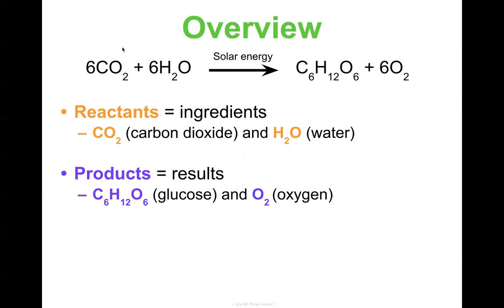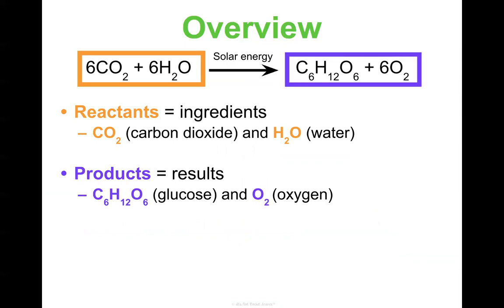So here we have again 6 carbon dioxide plus 6 water equals glucose plus 6 oxygen. The reactants, the ingredients in this chemical equation, are carbon dioxide and water. The products, or the results of this chemical reaction, are glucose and oxygen.